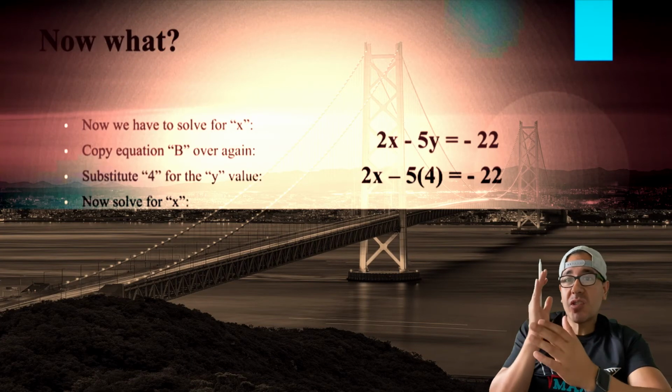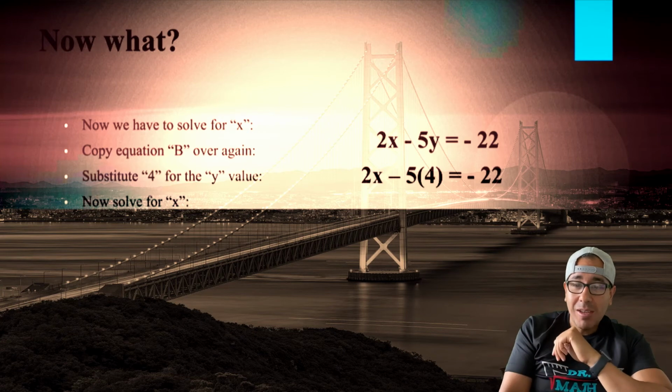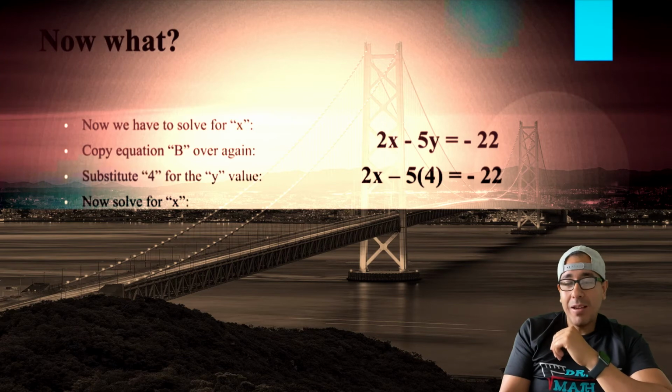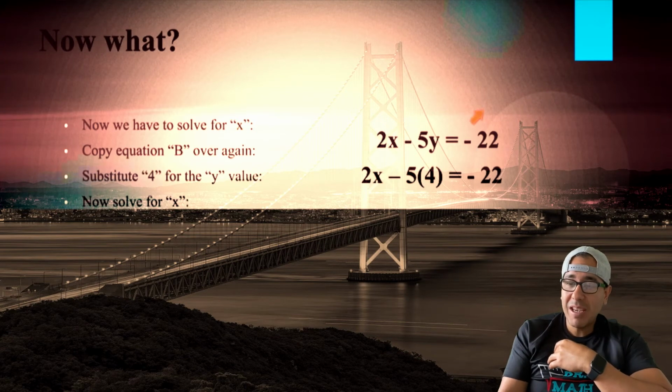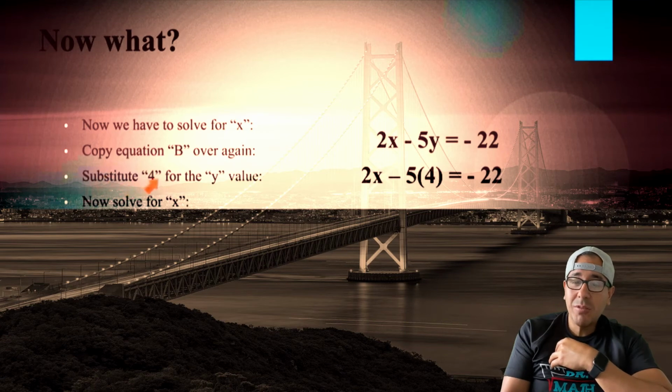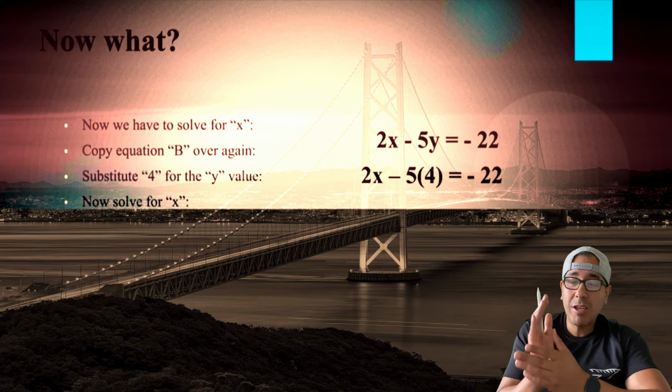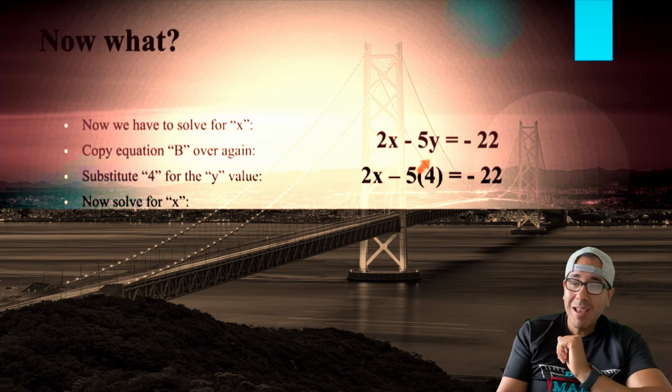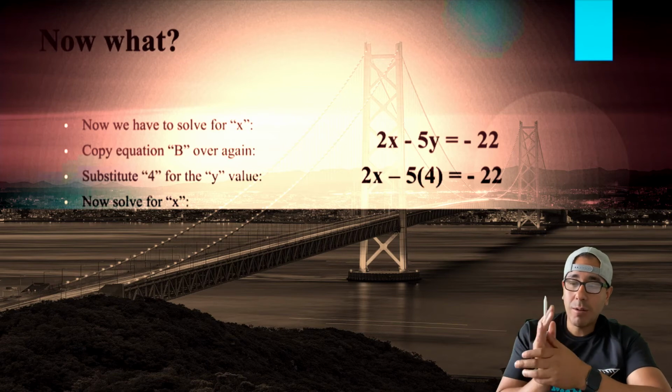Well, notice we just solved for y. So now we have to go and solve the system for x. So I'm gonna go ahead and copy equation B over again. So there's equation B here. And I'm gonna substitute 4 wherever I see the value of y, because I know y equals 4. So wherever I see a y, I'm gonna put my parentheses and plug in that 4, right?